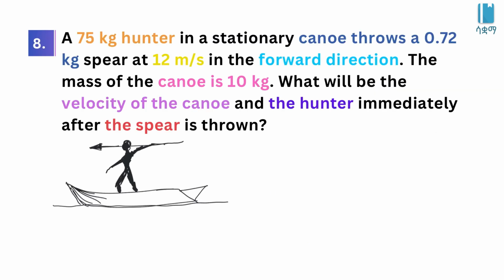So when we go to question number 8: a 75 kilogram hunter in a stationary canoe throws a 0.72 kilogram spear at 12 meters per second in the forward direction.